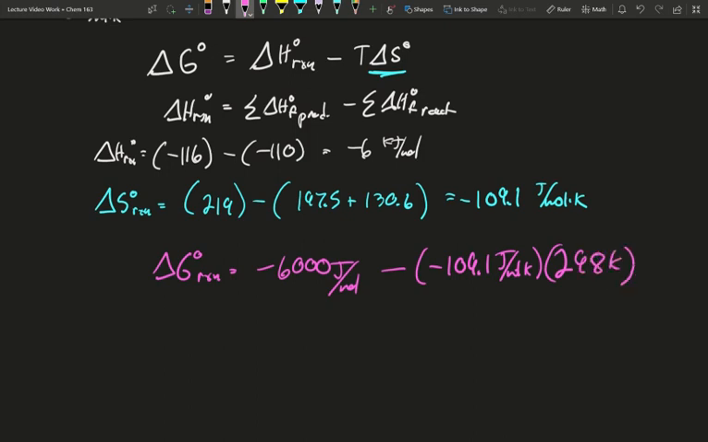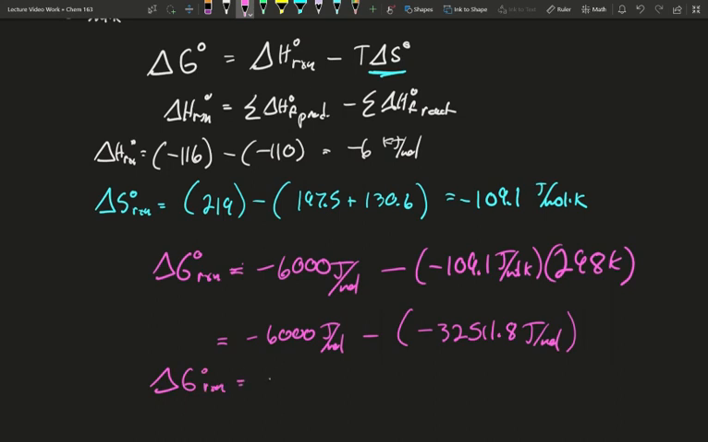298 Kelvin. Well, this becomes negative 6,000 joules per mole minus negative 32,511.8 joules per mole. The kelvins have canceled. Negative minus negative is going to become a positive. So my delta G naught of reaction turns into 26,511.8 joules per mole, or 26.5 kilojoules per mole.